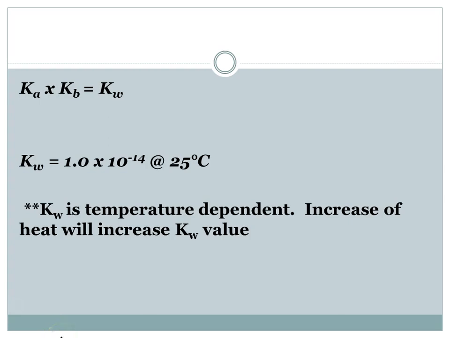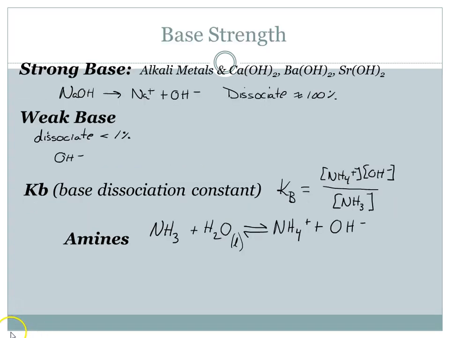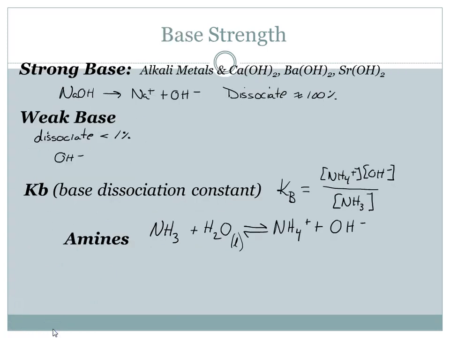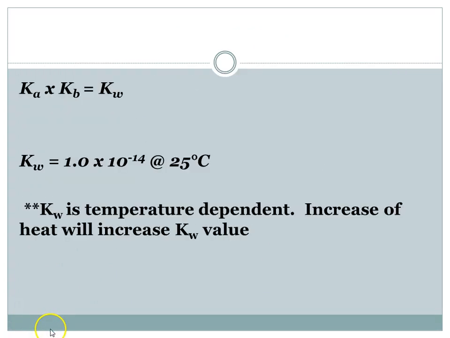Last thing in discussing our definitions of acids and bases, there is a relationship between acids and bases. So for an acid, we have our Ka. For a base, we have our Kb. There's the Ka expressions. There's the Kb expressions. There is a relationship between them that has to do with Kw. If you know your Ka, and if you multiply it by Kb, it equals what we call Kw. Kw is the water dissociation constant.